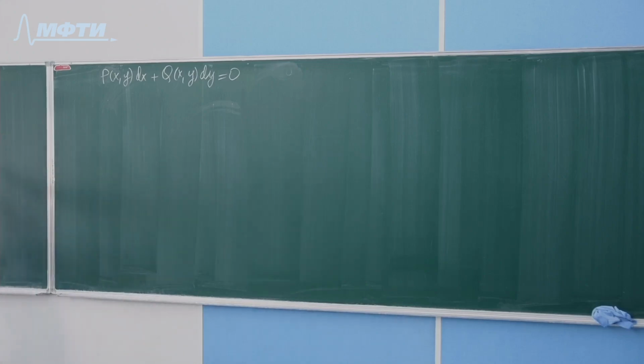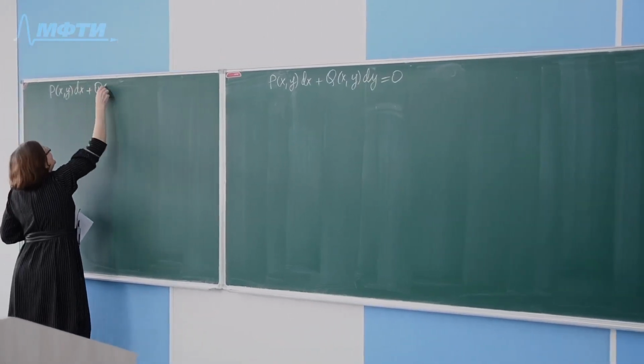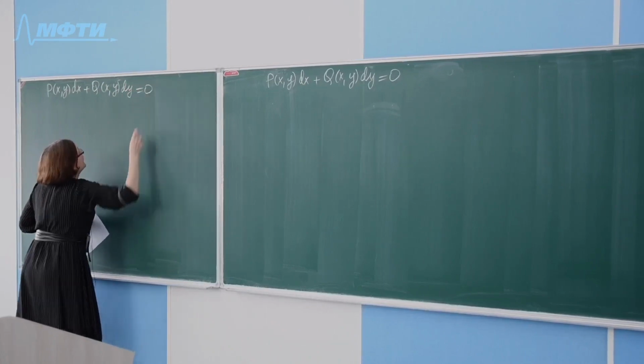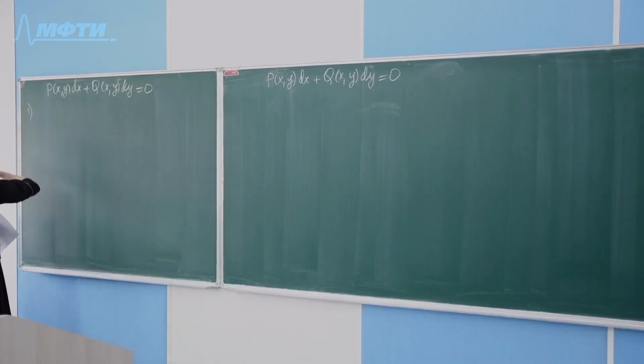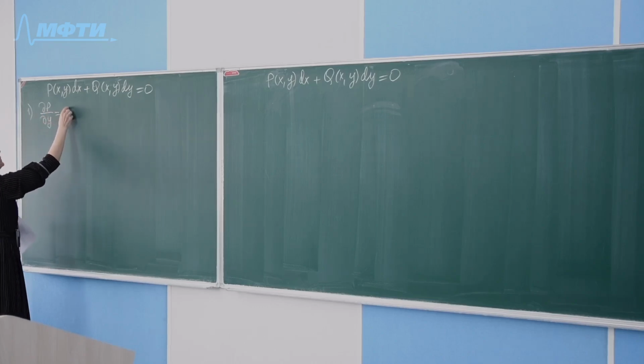Let me rewrite. P of x,y dx plus Q of x,y dy equals 0. We must first check that this equation is exact. This is done by verifying that the partial derivatives dP over dy equals dQ over dx.